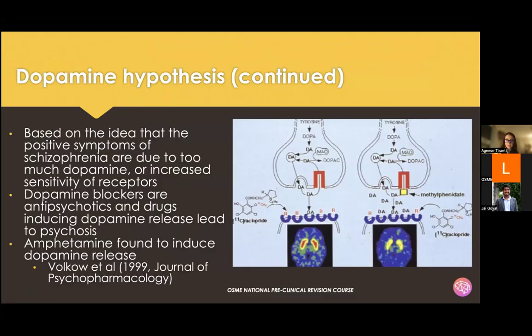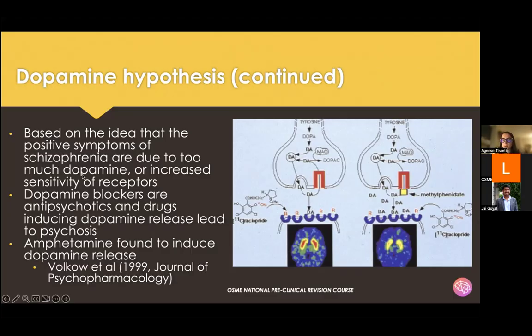So it's based on the idea that the positive symptoms are due to too much dopamine, or maybe the same dopamine, but the receptor is being more sensitive. Dopamine blockers, so when you give patients dopamine blockers, they have an antipsychotic effect. Whilst on the other hand, drugs inducing dopamine release, like amphetamine, will lead to psychosis.